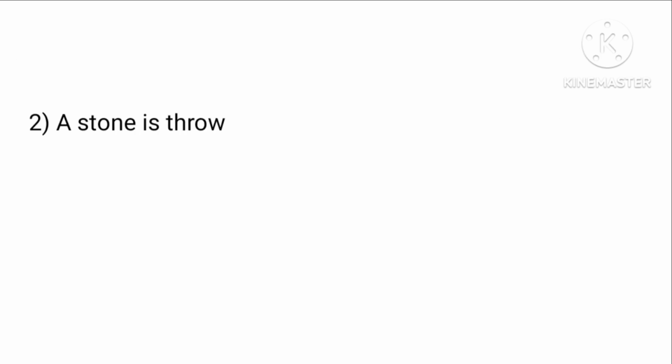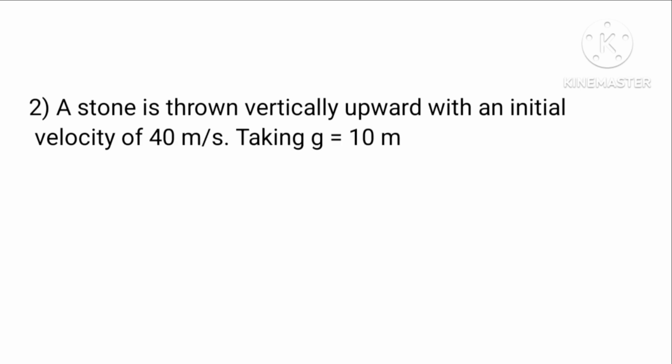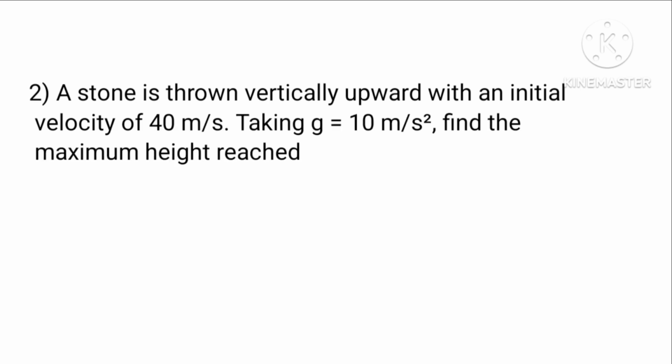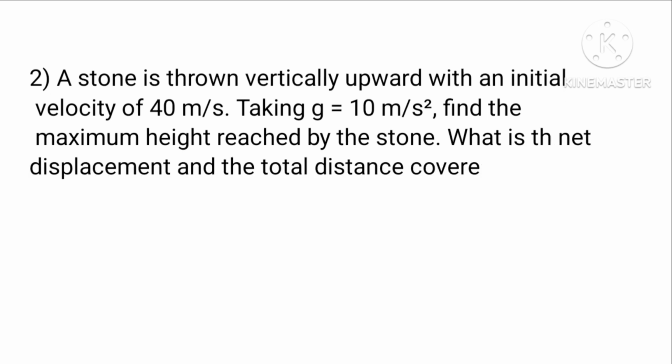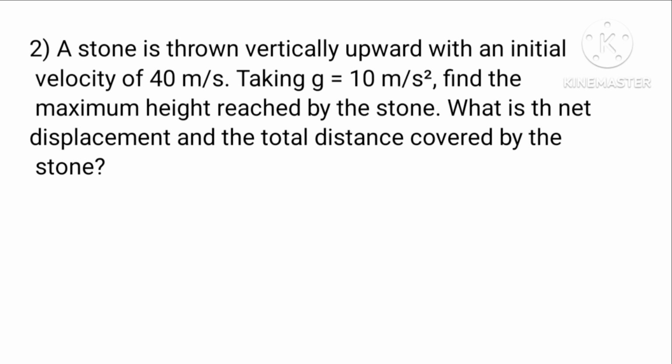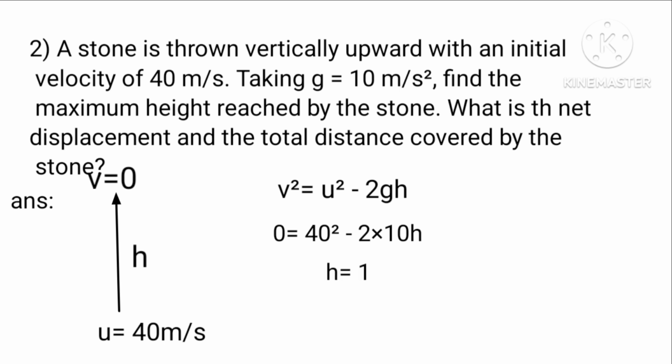A stone is thrown vertically upward with an initial velocity of 40 meters per second, taking g equals 10 meters per square second. Find the maximum height reached by the stone. What is the net displacement and the total distance covered by the stone? When a stone is thrown up with 40 meters per second, maximum height will be achieved when v equals 0. Hence, v squared equals u squared minus 2gh. Putting values, we get 0 equals 40 squared minus 2 times 10 times h. Hence h equals 1600 upon 20 equals 80 meters.